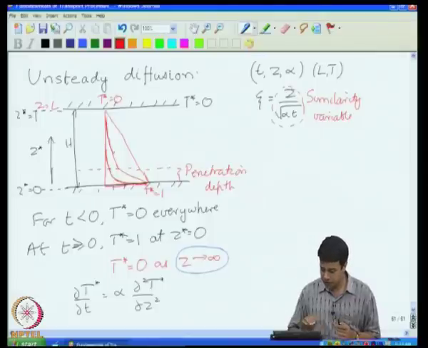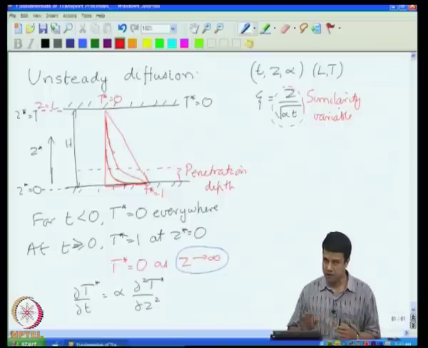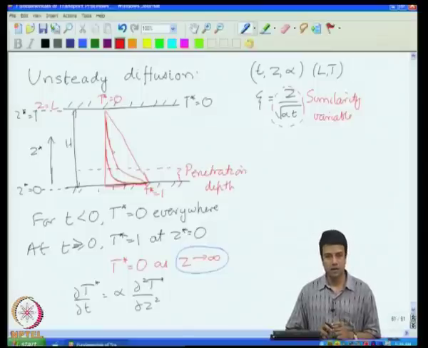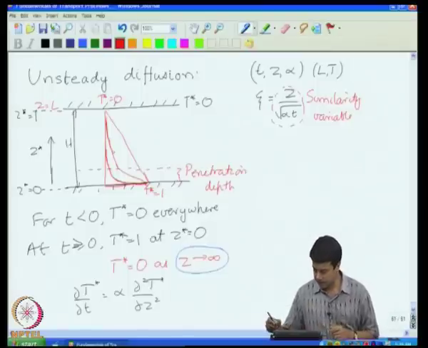Put that into this equation, and if my premise is correct that it depends only through this variable psi and not individually through t, z and alpha, the final equation that I get should not contain any of these parameters t, z or alpha. It should be only a function of psi alone. So, that's the basic idea. So, let's proceed with the solution.